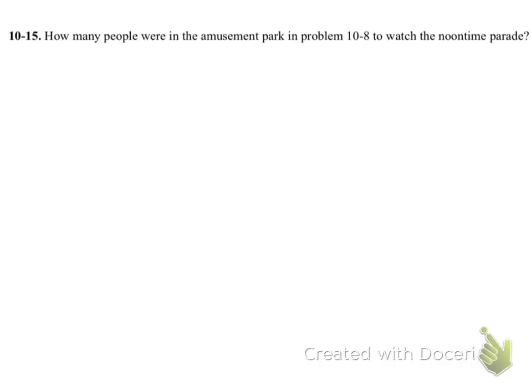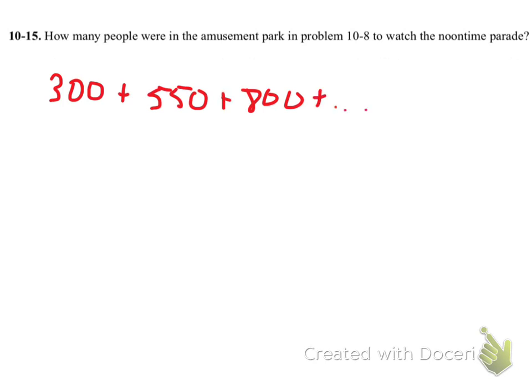Problem 15 is based off of problem 8. So there's a couple things that we need to know about problem 8 first of all. A couple of the pieces of information that we got on problem 8 was looking at the equation. There was 300 people that started. Then the next time there was 550 for the next 15 minutes. And then there was 800 after that. So when we look at the series, we are adding all these together.